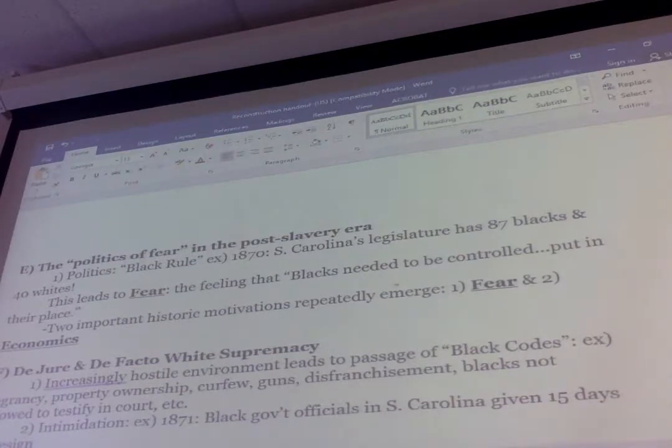For example, in 1870, in the South Carolina legislature, there will be 87 African Americans and only 40 whites. Imagine that, only 5 years after the end of slavery. 87 African Americans in the House and only 40 whites. They outnumber them 2-1.